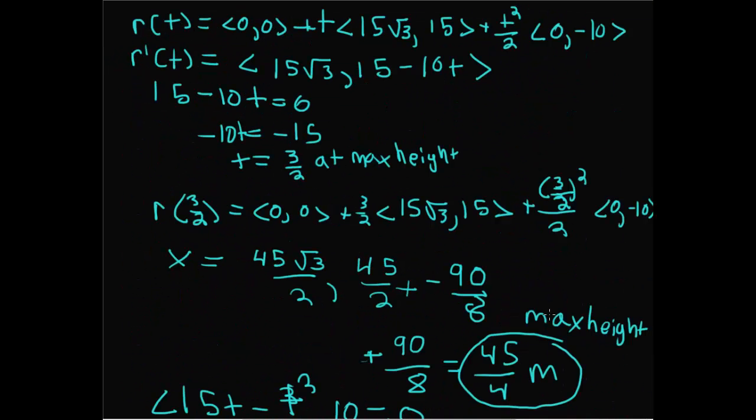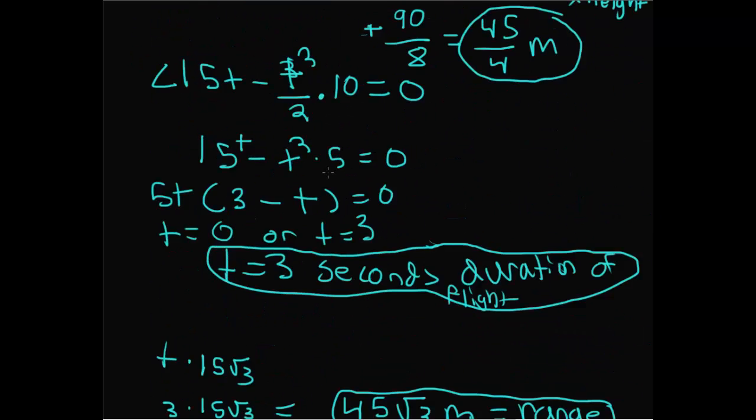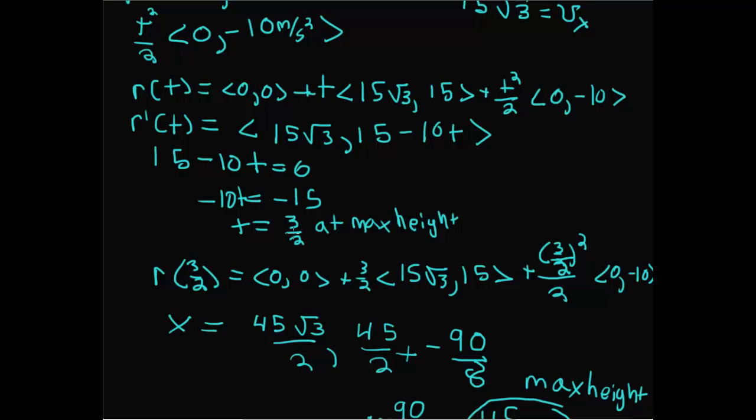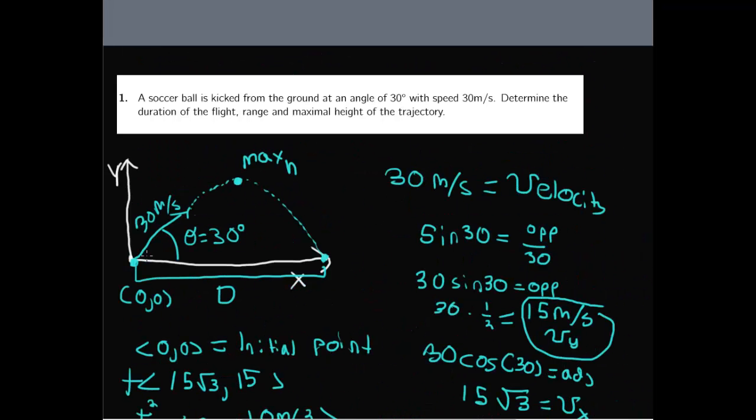Another thing we can look at is the time of the maximum height was 3 halves. If you times that by 2, you get the time of duration, which is 3. That's another way of checking yourself to make sure that the answers are correct, because it takes half the time to get up there and half the time to get down. So it looks like everything is proper.